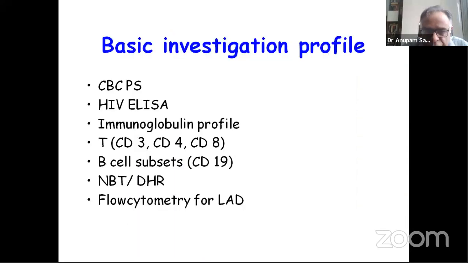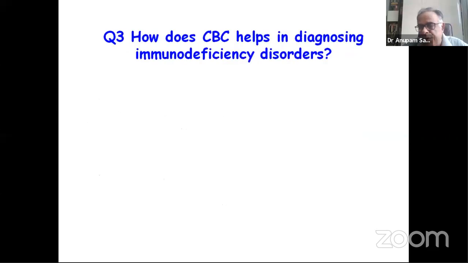Basic investigation profile is CBC, HIV ELISA, immunoglobulin profile, the various subsets of T and B cells, NBT, DHR, and flow cytometry for leukocyte adhesion defect. Now, how does a CBC help in diagnosing immunodeficiency disorder? Dr. Satya.